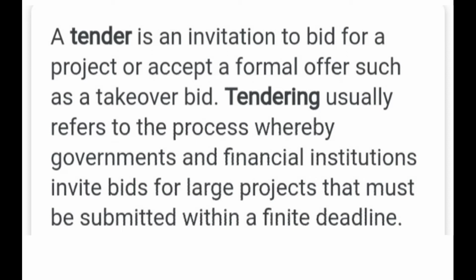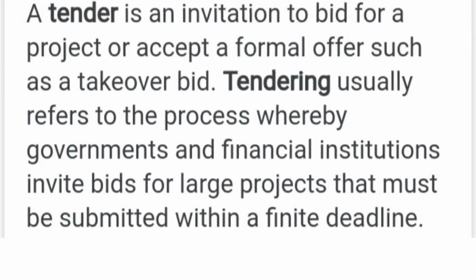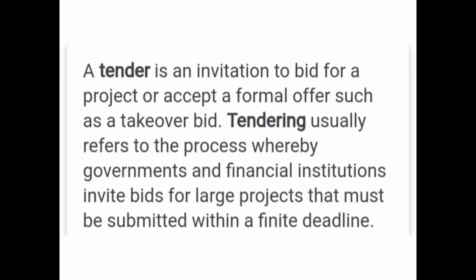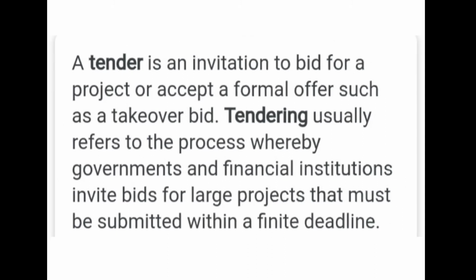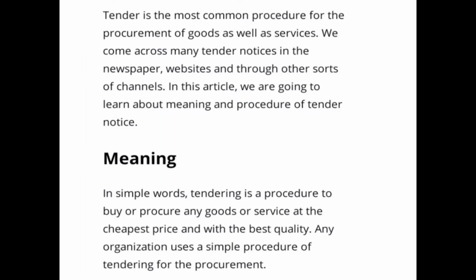Finite means limited. Deadline means the time by which something must be finished. So, by the process of tendering, governments and financial institutions invite bids for the completion of large projects that must be submitted within a limited time period. It becomes clear that a tender is an invitation to bid for any large project.